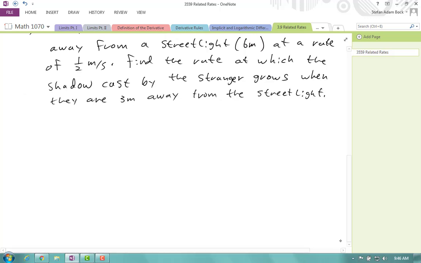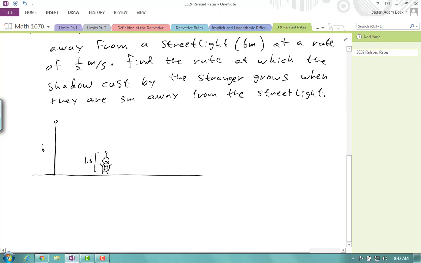Now what we want to do, first off, for all of these problems, is we want to draw a picture to help us determine what kind of a function we're going to need to bind the rates of change together. So I have my mysterious stranger and my pole, and I've got 1.8 here, definitely not to scale. The street light casts a light, and the stranger casts a shadow here. So I'll label the shadow with the cursive S, and I'm looking for the rate of change of S, correct? I want to find the rate at which the shadow is growing.